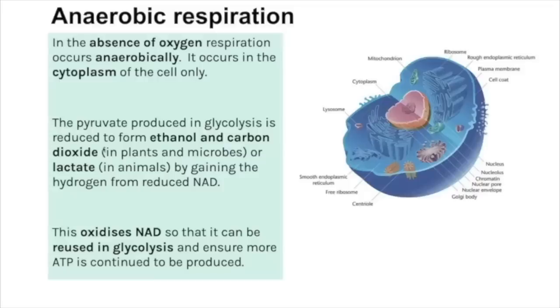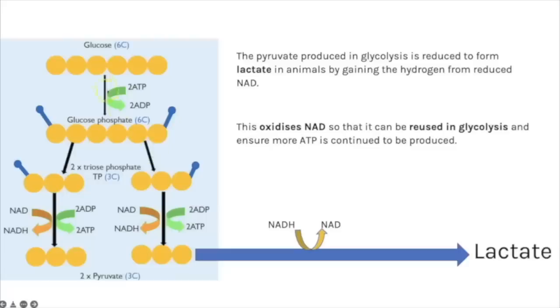In plants and microbes, anaerobic respiration produces ethanol and carbon dioxide. In animals, it produces lactate or lactic acid. And this stage is all to do with reoxidizing NAD so that glycolysis can continue to occur. So what we have happening is glycolysis occurs as usual because no oxygen is needed for that stage.